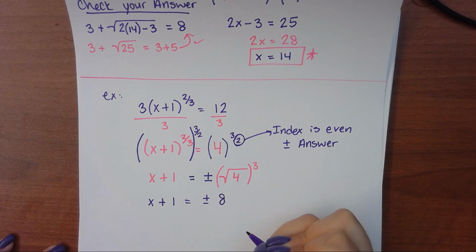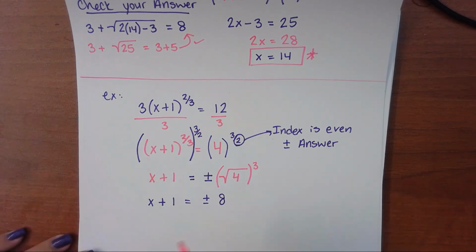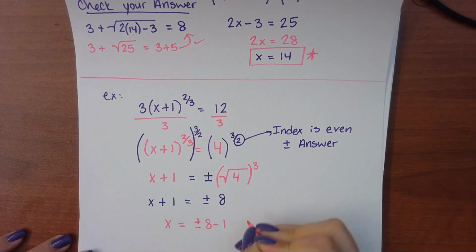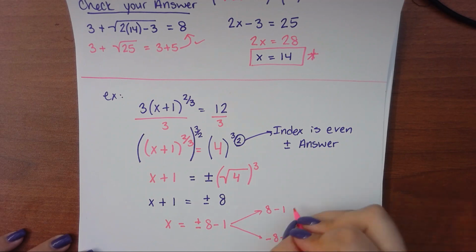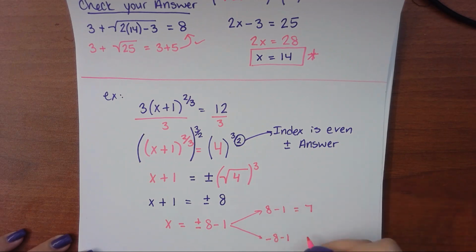So now I need to solve. I'm going to subtract 1 from both sides. This is going to give me x is equal to plus or minus 8 minus 1. That's two answers here. You have a positive 8 minus 1, and you have a negative 8 minus 1. So I have my first answer is 7, and my next answer is negative 9.